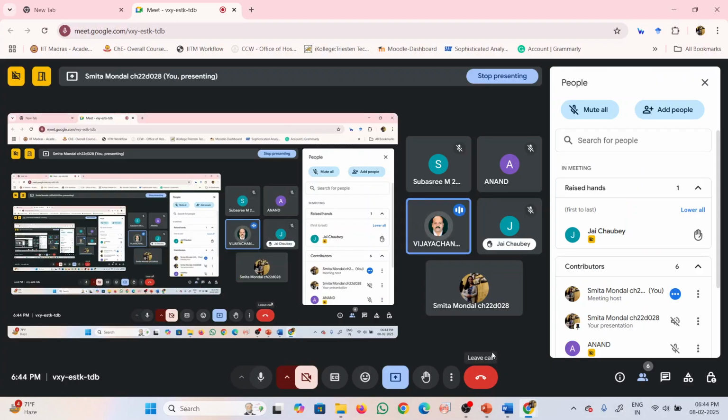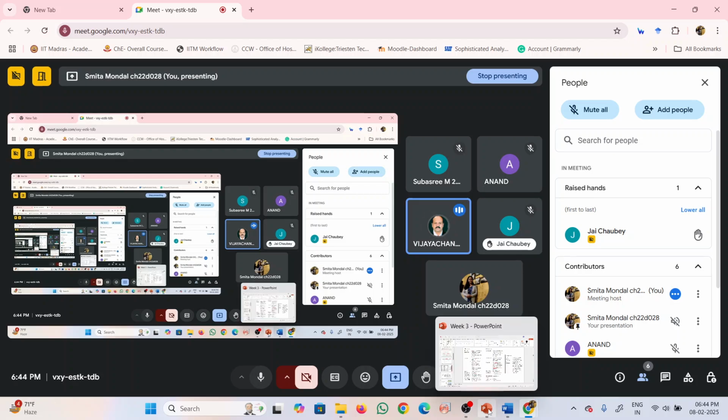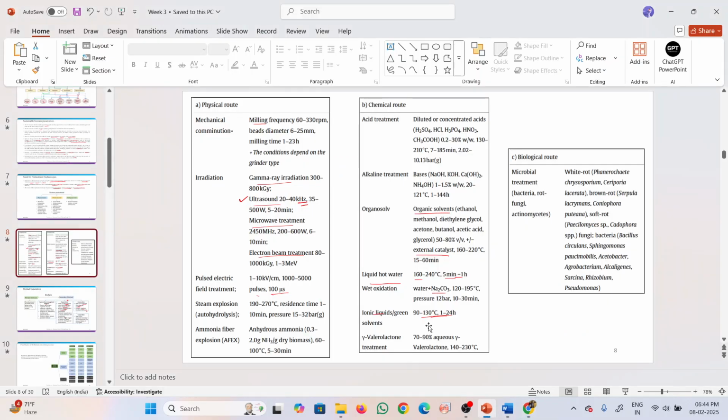Agreed. That electron beam treatment, 82,000 kGy. What is that? Something kGy, that unit is there. I didn't understand. What is that? kGy.